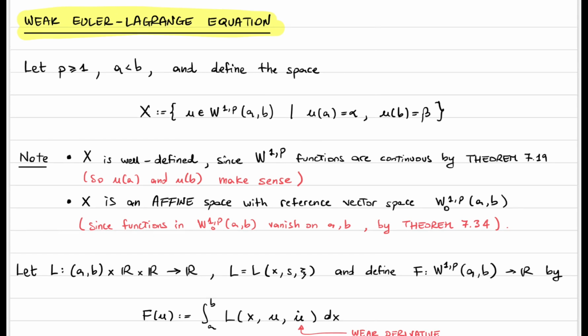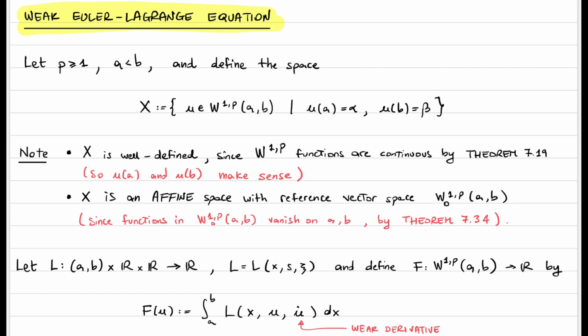Okay, so weak Euler-Lagrange equation. As I was mentioning, we want to first generalize Theorem 4.5, meaning that we want to, first of all, cast a minimization problem on Sobolev spaces for functionals in integral form. And then we want to derive necessary conditions for some u0 in the Sobolev space to be a minimizer. So we will see that u0 solves a form of Euler-Lagrange equation, which is very similar to the integral Euler-Lagrange equation we saw above.